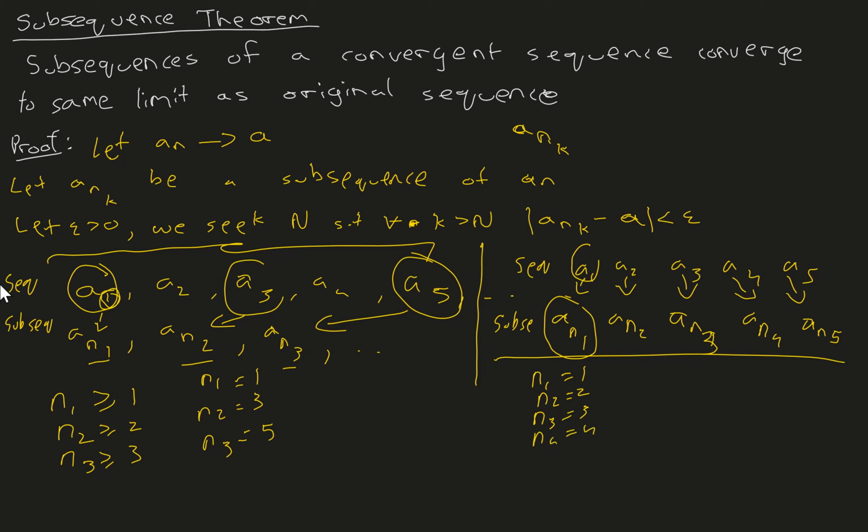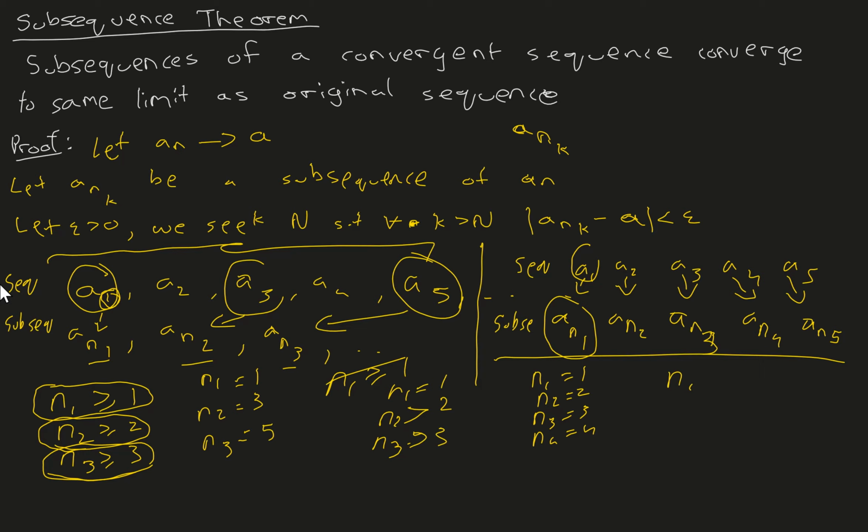So at the worst case, we get that N1 is always greater than or equal to 1 of the original sequence. We get that N2 is always greater than or equal to 2. We get that N3 is always greater than or equal to 3. When we consider the first sequence, we get that N1 is greater than or equal to 1. We get that N1 is equal to 1, but we get that N2 is greater than 2. We get that N3 is greater than 3, but right here we get that N1 is equal to 1.